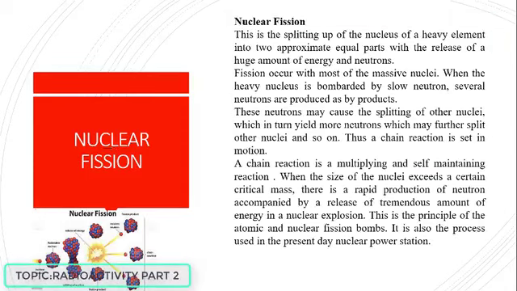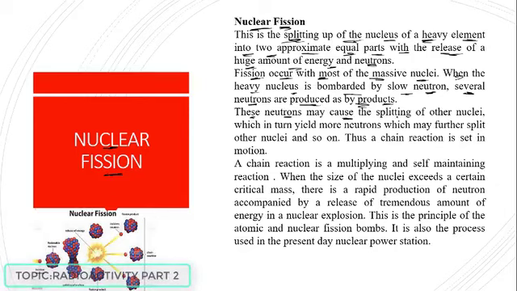Now let's talk about nuclear fission. Nuclear fission simply refers to the splitting up of the nucleus of a heavy element into two approximately equal parts with the release of a huge amount of energy and neutrons. Fission occurs with most massive nuclei. So when a heavy nucleus is bombarded by a slow neutron, several neutrons are produced as byproducts.